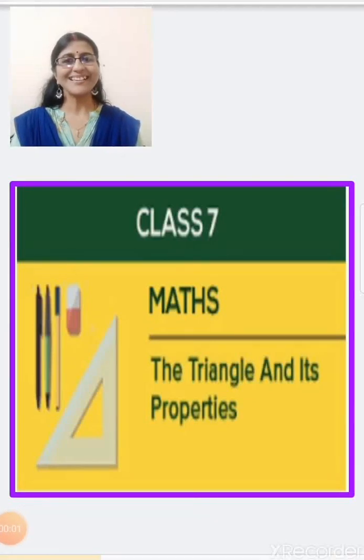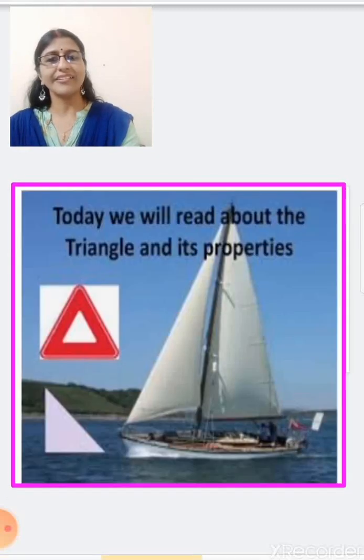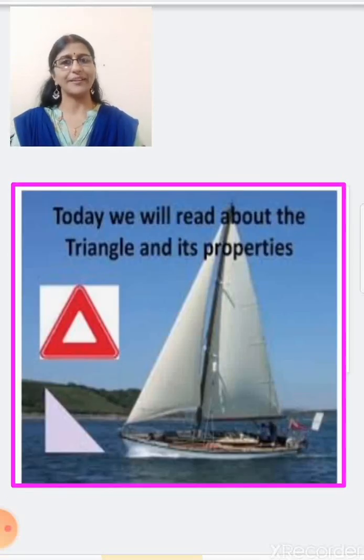Hello students, Sai Ram. What is a closed curve with 3 line segments called? Yes, it is a triangle. So today we are going to learn about the triangle and its properties.